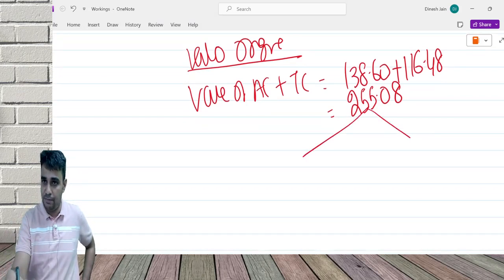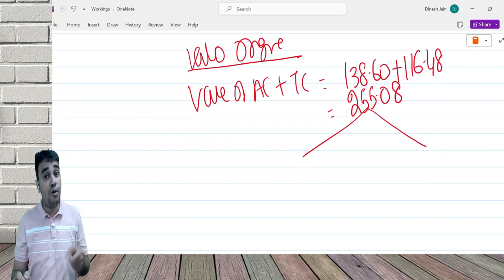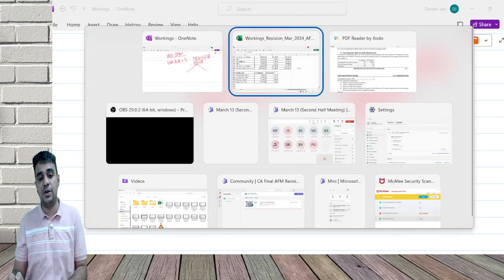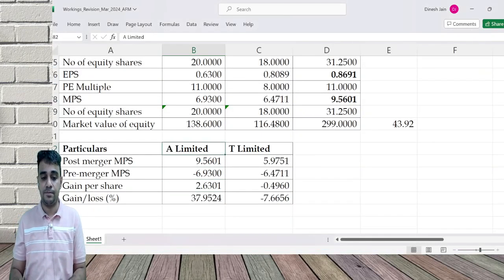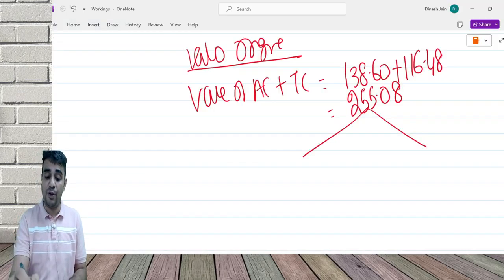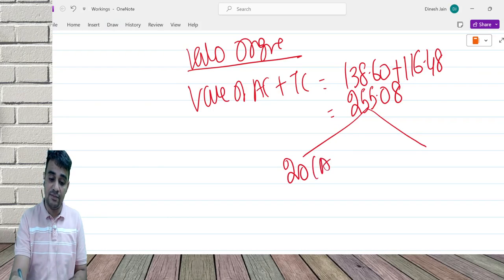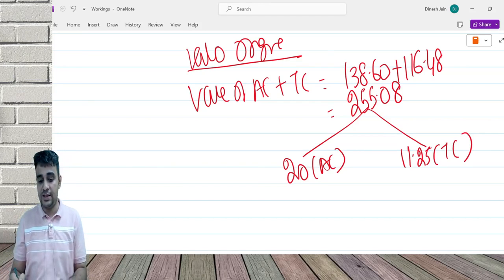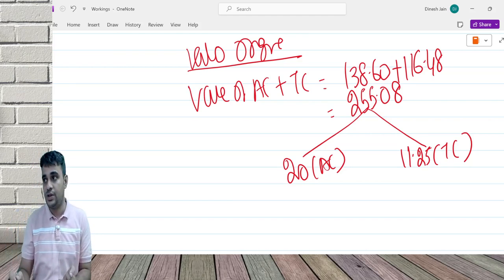The merger has happened. Post merger, what is the number of shares outstanding? In this 31.25, 20 belong to AC, 11.25 belong to TC. Tell me the value for 20. Tell me the value for 11.25. That's the value of original shareholders.